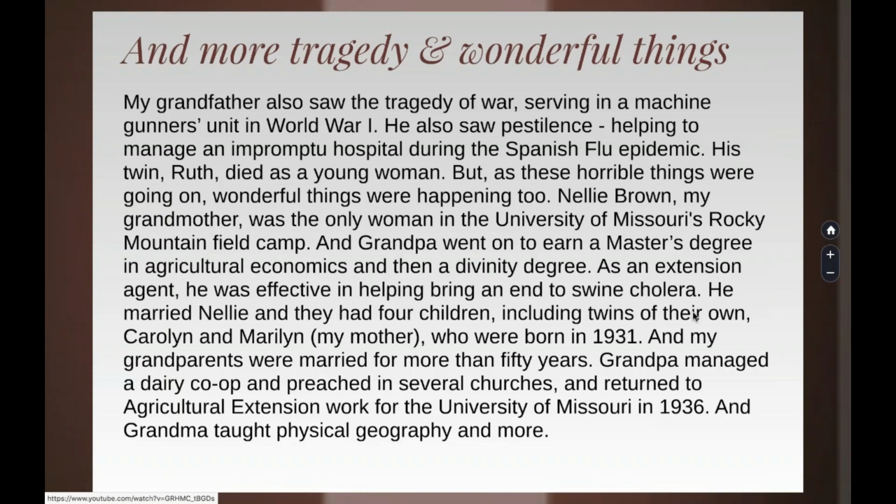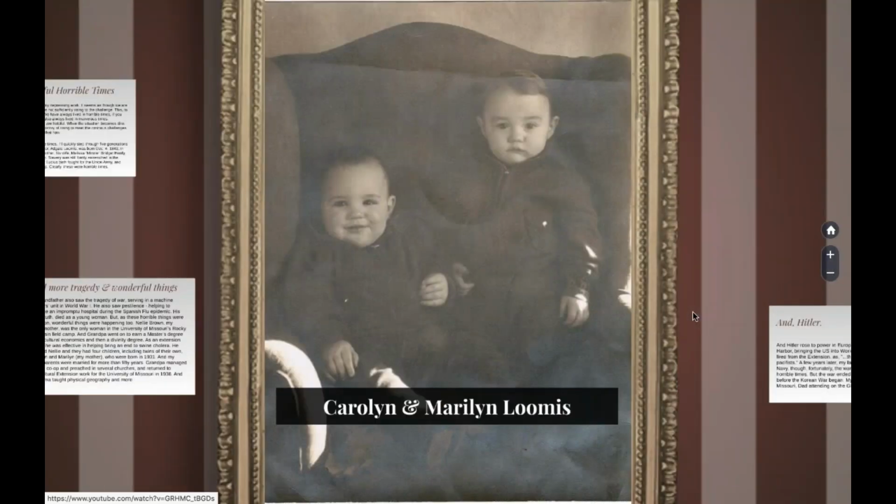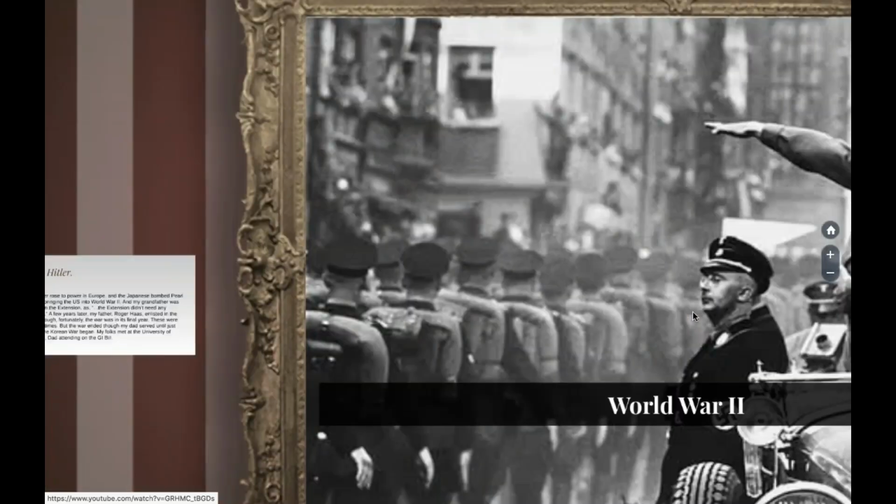As an extension agent, he was effective in helping bring an end to swine cholera. He married Nellie, and they had 4 children, including twins of their own, Carolyn and Marilyn, my mother, who were born in 1931. And my grandparents were married for more than 50 years. Grandpa managed a dairy co-op and preached in several churches, and returned to agricultural extension work for the University of Missouri in 1936, and Grandma taught physical geography and more. And there's my mom and her twin. My mom always noted that she was never smiling, and her twin Carolyn was always the smiler.